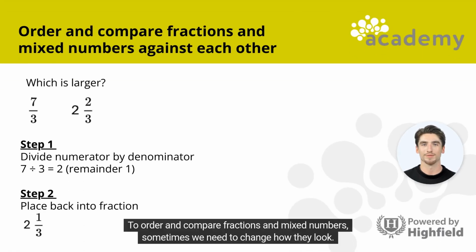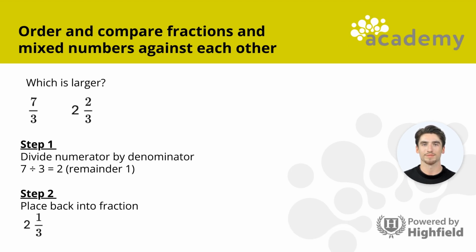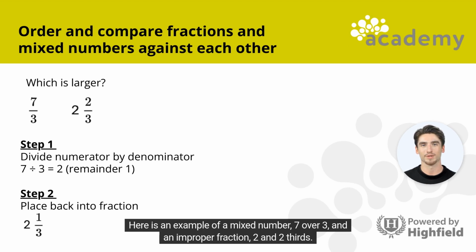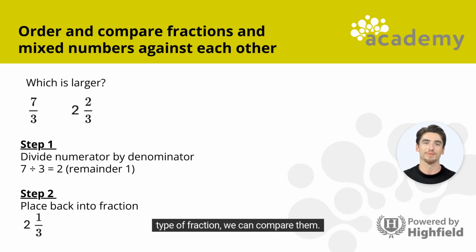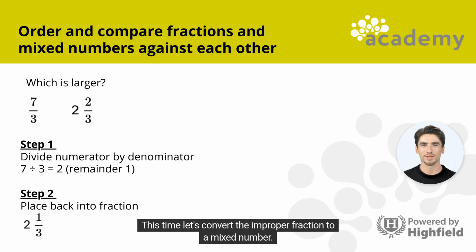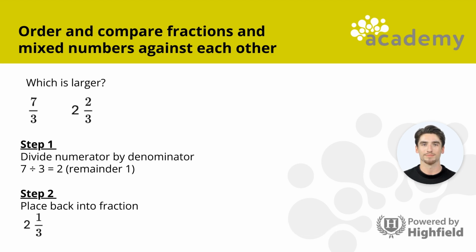To order and compare fractions and mixed numbers, sometimes we need to change how they look. Here is an example of an improper fraction 7/3 and a mixed number 2 2/3. Initially, it might not be easy to tell which of these values is larger, but if we convert them to the same type of fraction, we can compare them. This time, let's convert the improper fraction to a mixed number.